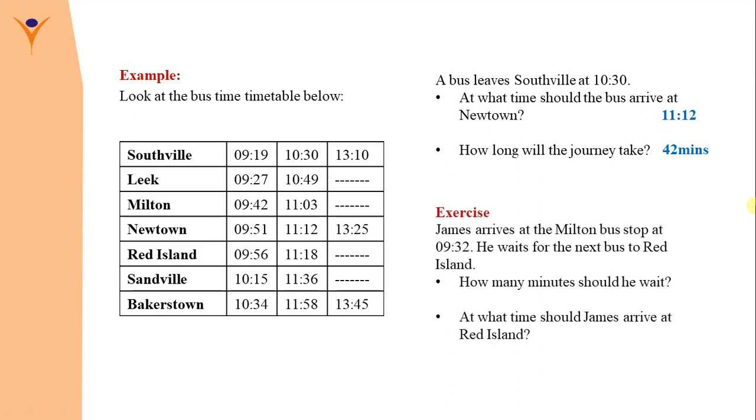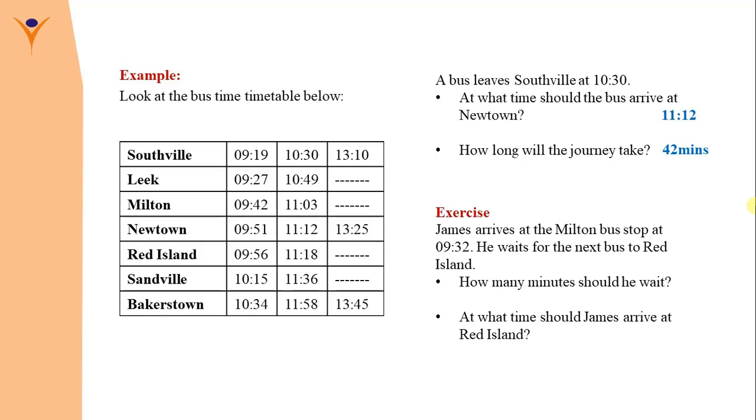And here is your first exercise in the video. James arrives at the Milton bus stop at 9:32. He waits for the next bus to Redland. Question 1, how many minutes should he wait? Question 2, at what time should James arrive at Redland? Pause the video and get this done. When you are through, come back, let's see how correct you will be. Pause the video now.